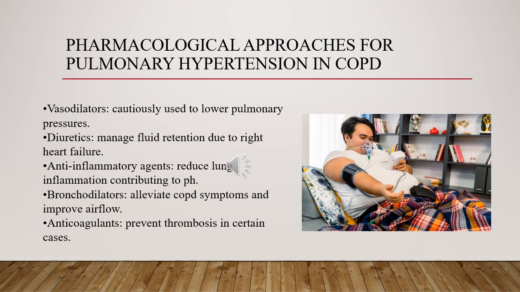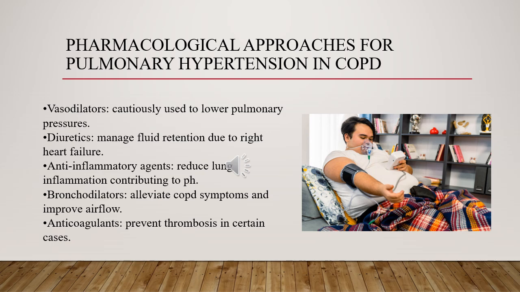Pharmacological management of pulmonary hypertension in COPD aims to alleviate symptoms, slow disease progression, and reduce complications. Vasodilators such as phosphodiesterase inhibitors, for example sildenafil, may be used to reduce pulmonary arterial pressure. However, their use must be cautious due to the risk of worsening ventilation perfusion mismatch. Diuretics, like furosemide, play a critical role in managing fluid retention caused by right-sided heart failure, reducing symptoms like edema and improving exercise tolerance.